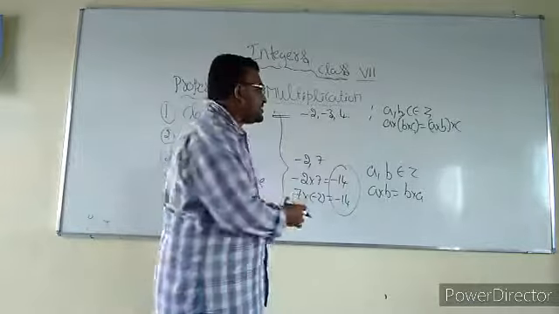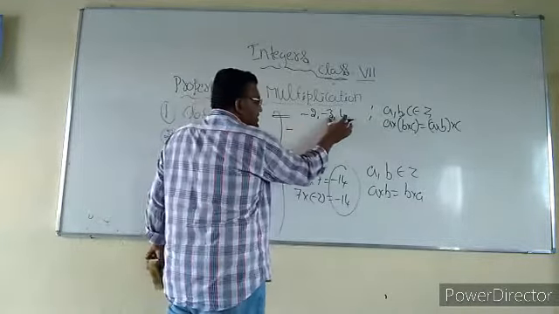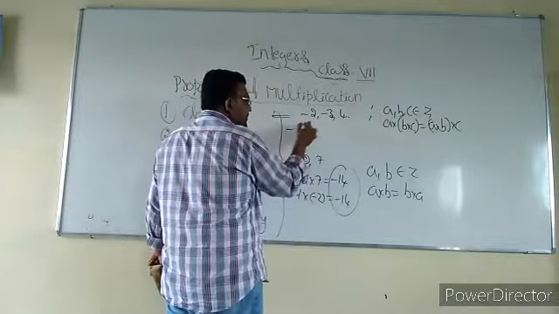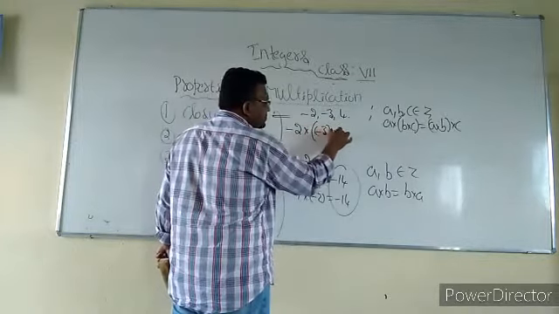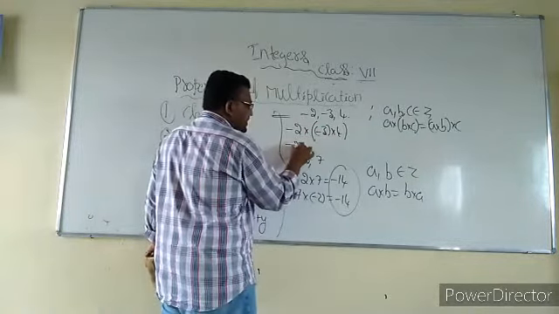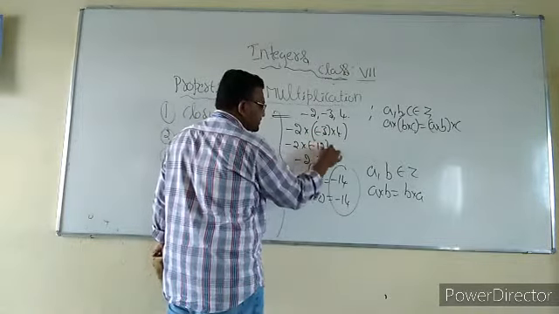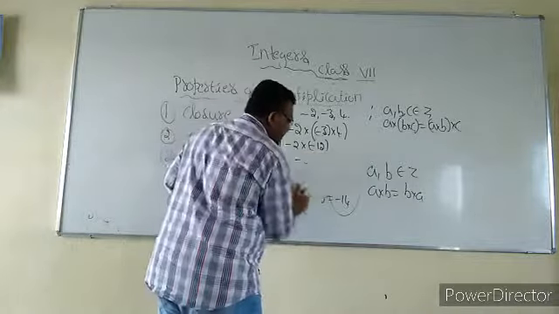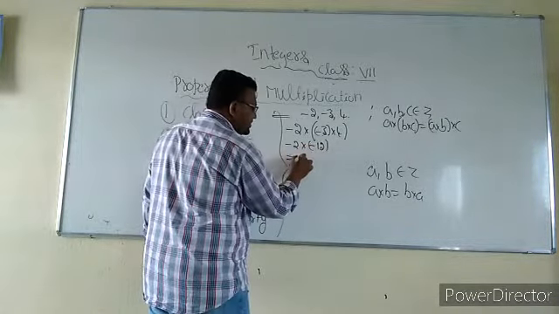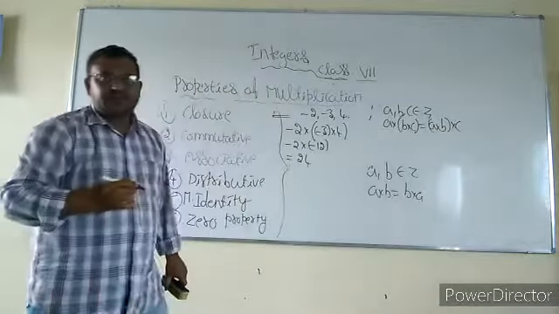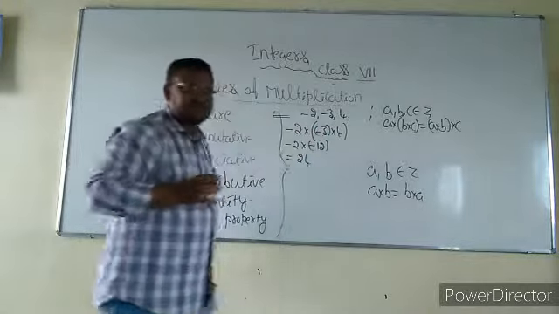So three integers, take -2, -3, 4 and multiply the last two first, then after that with the first. That means -2 into (-3 into 4). -3 into 4 means -12. So -2 into -12 is plus 24. What did I do? I multiplied the last two, then after that the first one.